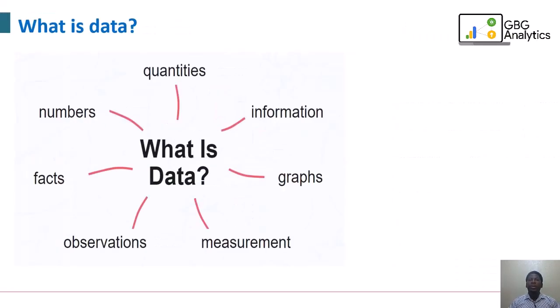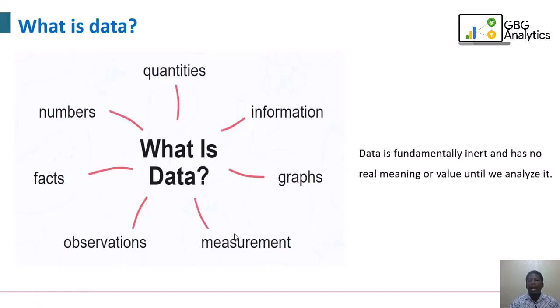This is a graphical example of what I just talked about. As you can see, these are different ways in which data can come. It can be information, numbers, a fact, an observation, or a measurement that you have taken. Data is fundamentally inert, which means that it has no meaning until you analyze it. And that is the main reason why everyone is looking for someone who can help them analyze their data sets.